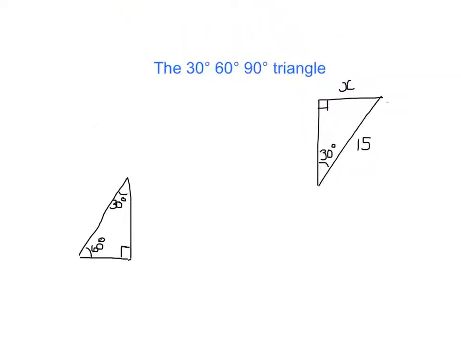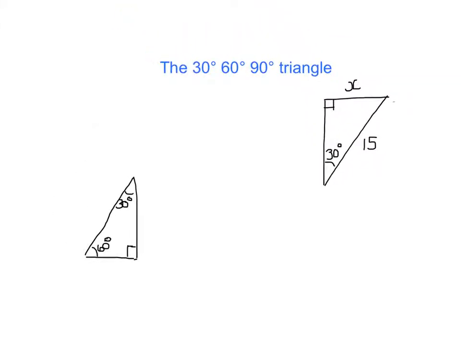Okay, so here we've got a 30, 60, 90 triangle. So we've got an angle of 30, 60 and 90 degrees. Now what's special about this triangle is that it has its side lengths in a specific ratio. And that ratio is 1 to 2 to root 3. And they happen in this order.